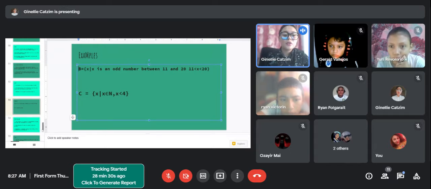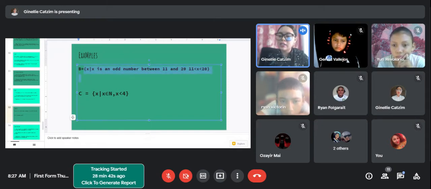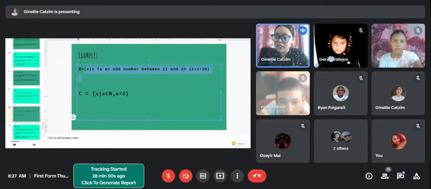Do not confuse it with the roster form, because the roster form is just listed in curly brackets, right? Remember? But this by itself is what we call the set builder notation. We are not talking about the listing of the elements. No, we are talking about how the set is represented.